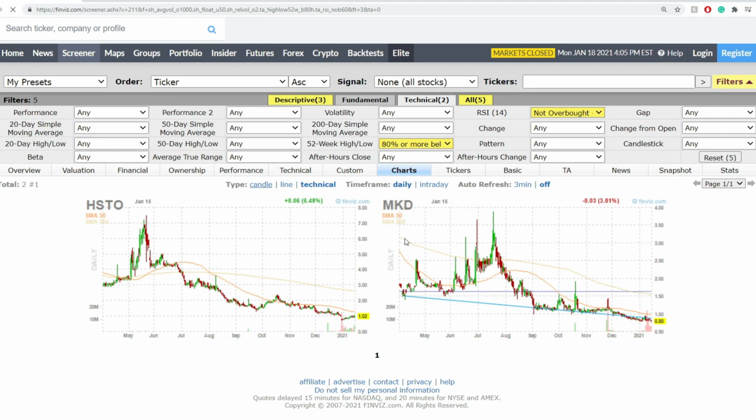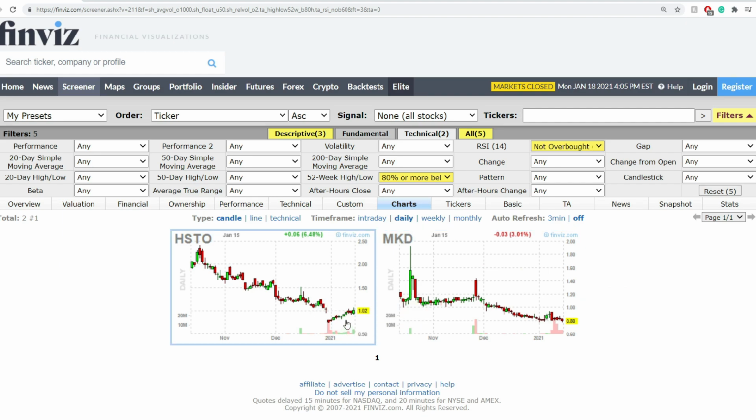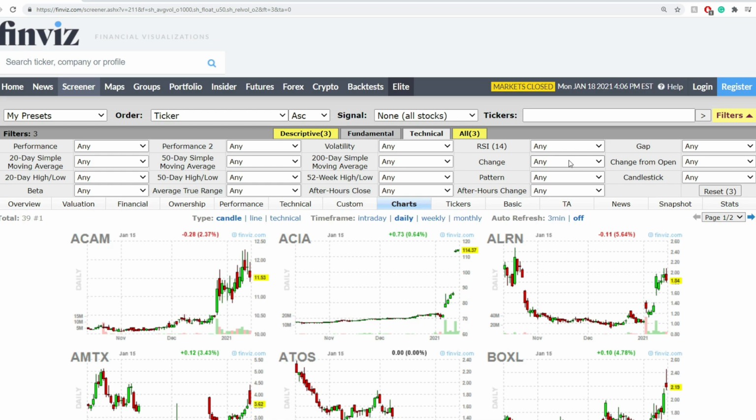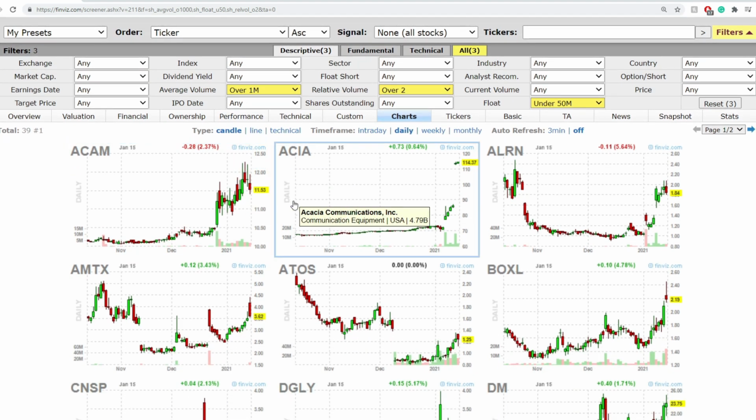I like to go with a candle view because I'm able to see things better. It's starting to climb back, okay? This one is definitely a no. This one is maybe. But what I really prefer to do is just leave the technicals open and go for descriptions and do under 30, under 50, over 2, and over 1 million. And here's where I start scanning. This is where experience is going to come very handy, but I'll show you exactly how to do it even if you don't have that kind of experience.